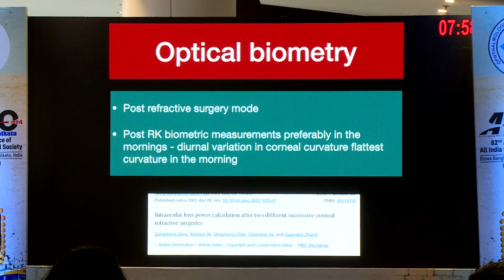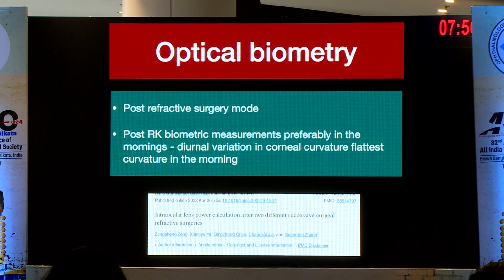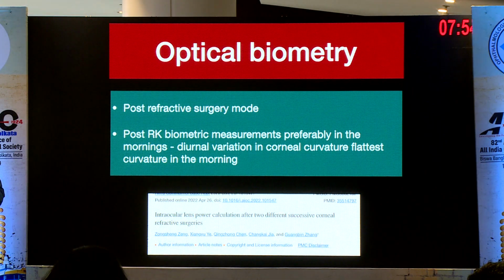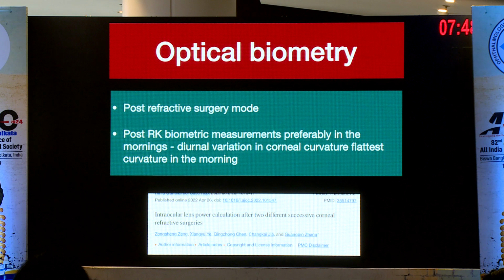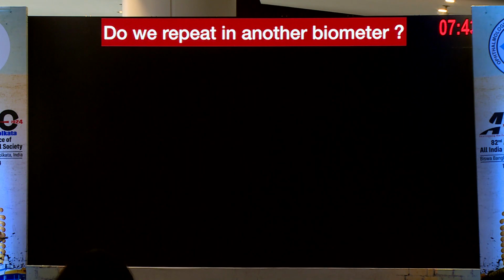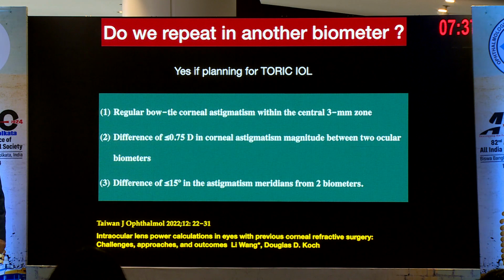In patients who have undergone RK, we all know that there's a diurnal variation in the corneal curvature. Being flattest in the morning, that's when we would like to take the measurements, so that we get the maximum possible IOL power. Do we need to repeat it in another biometer is another question which gets frequently asked. Yes, you should do it if you are planning for a toric IOL, and Dr. Douglas Koch actually came up with this nice guideline which tells us how you actually decide which patients you should do toric IOL.